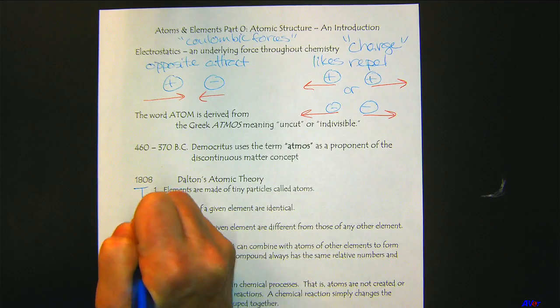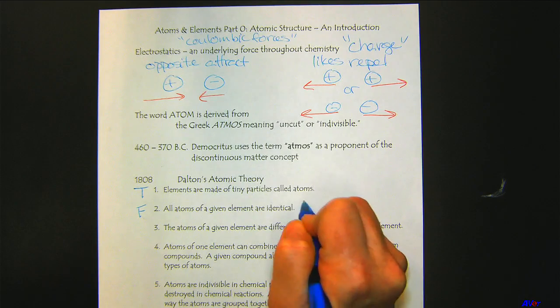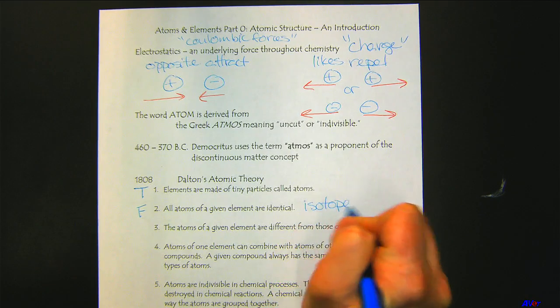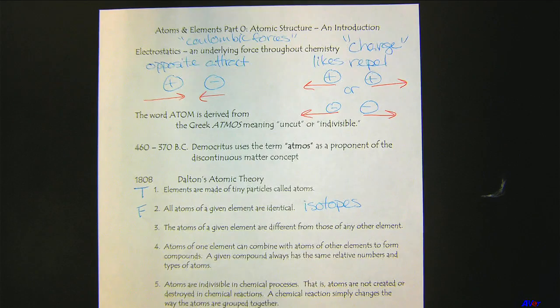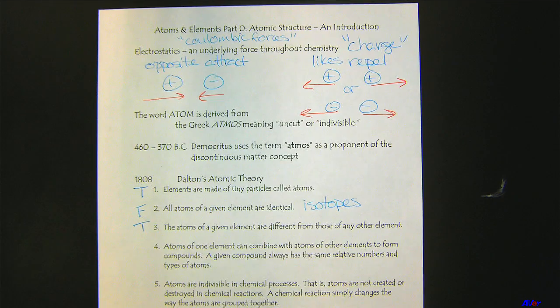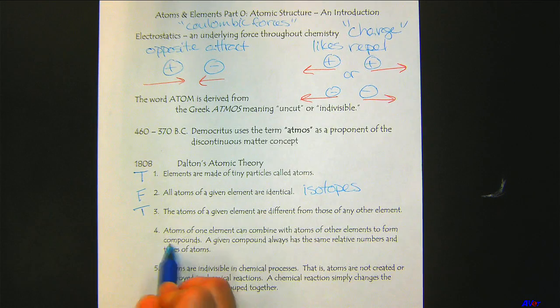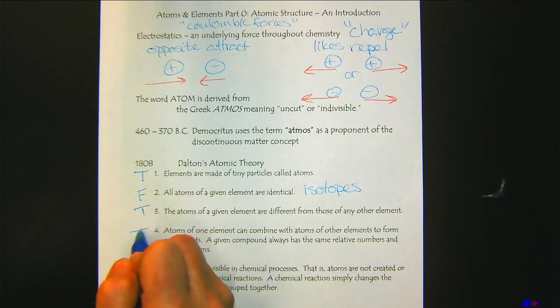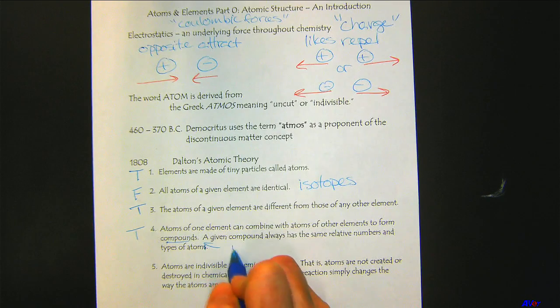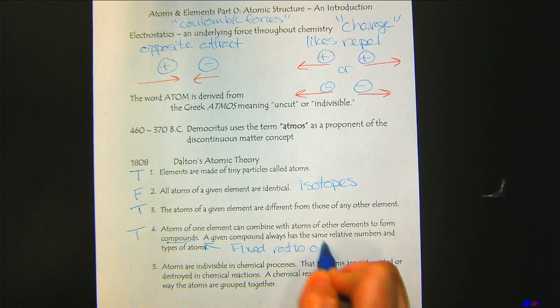It turns out this aspect of the theory is wrong. The reason for that is isotopes. We will come back to those. Those are important. Dalton also said the atoms of a given element are different from those of any other element. That's absolutely true. Atoms of one element can combine with atoms of other elements to form compounds. This is true. And we talk about the compounds as a fixed ratio of atoms.